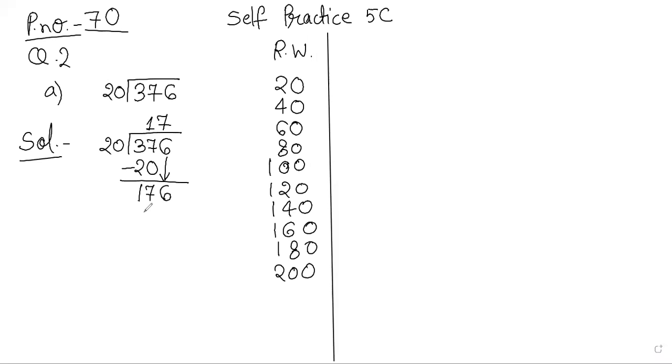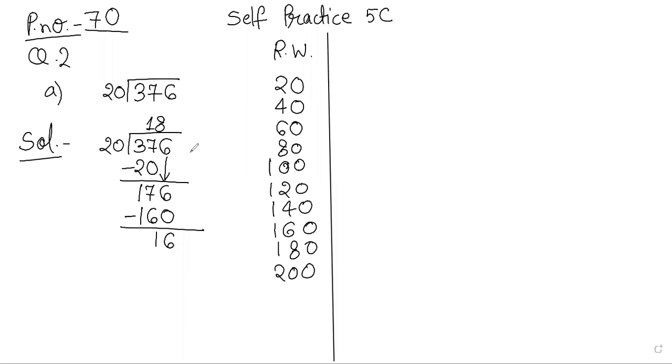8 twenties are 160. Now subtract 160 from 176. After subtraction, the result is 16. Now compare the 16 with the divisor. As 16 is smaller than the divisor, we cannot divide.